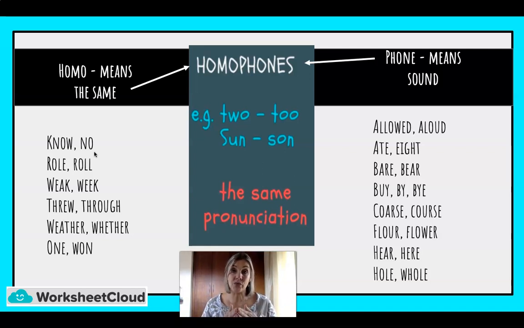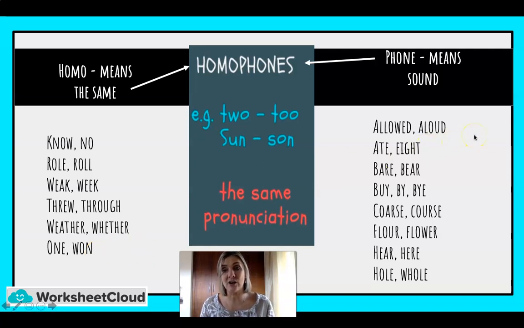Through and threw, these ones we often get confused. So you can walk through the door, or you can throw something. So he threw the ball. Weather and whether. The first one we're talking about the weather outside. Is it hot or cloudy? And whether you can come to school or not, we'll have to wait and see what our president says. The last one on the left hand side here, one and won. You can have one chocolate, or we won the game.